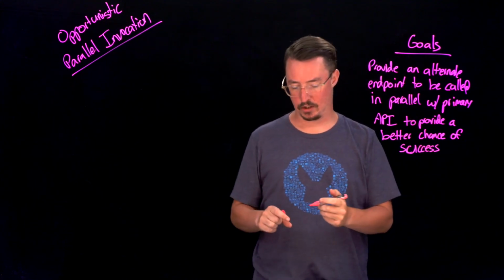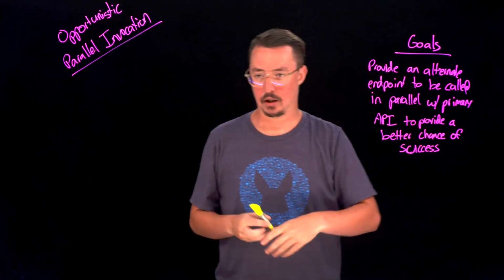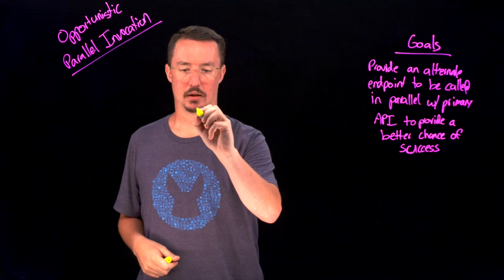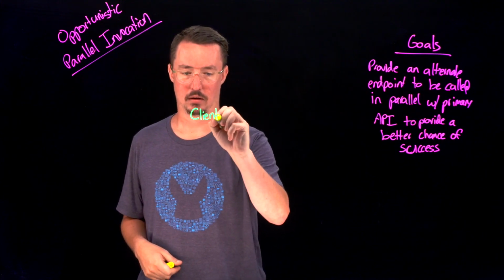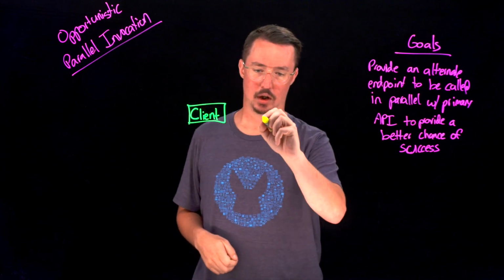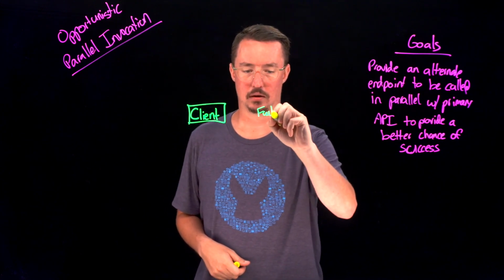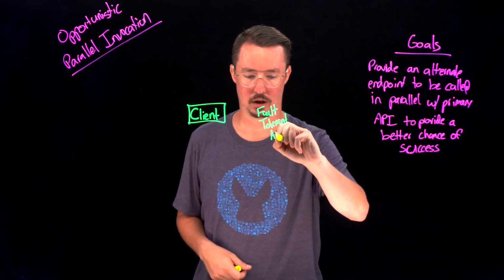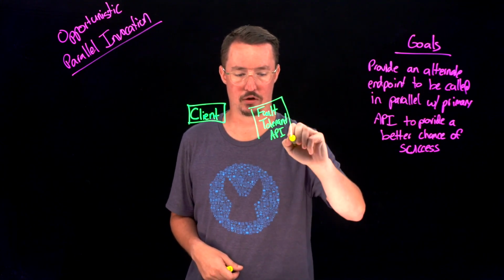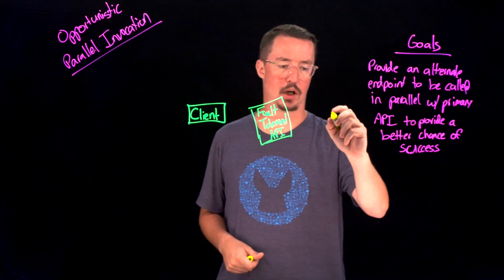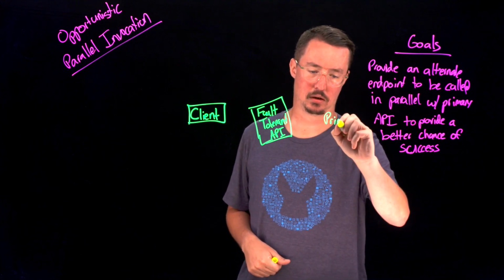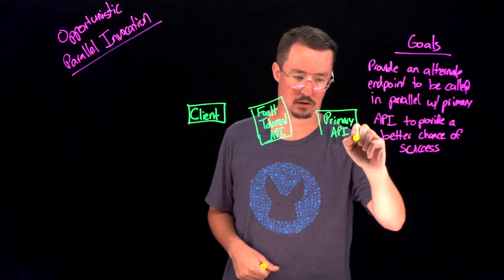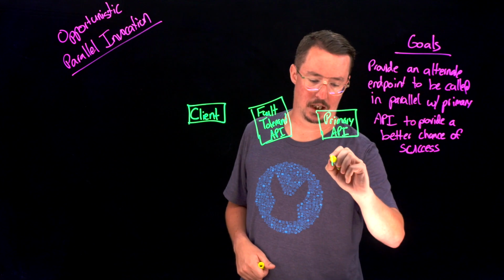Okay, so let's take a look at what this pattern is actually going to look like in practice. Essentially, we're going to need 4 different parts. So we're going to start off with our client that's actually going to be calling these APIs. We're going to have our fault-tolerant API. This is going to be the API that's actually going to invoke this strategy. And then we're actually going to have our primary API. And our fallback API.